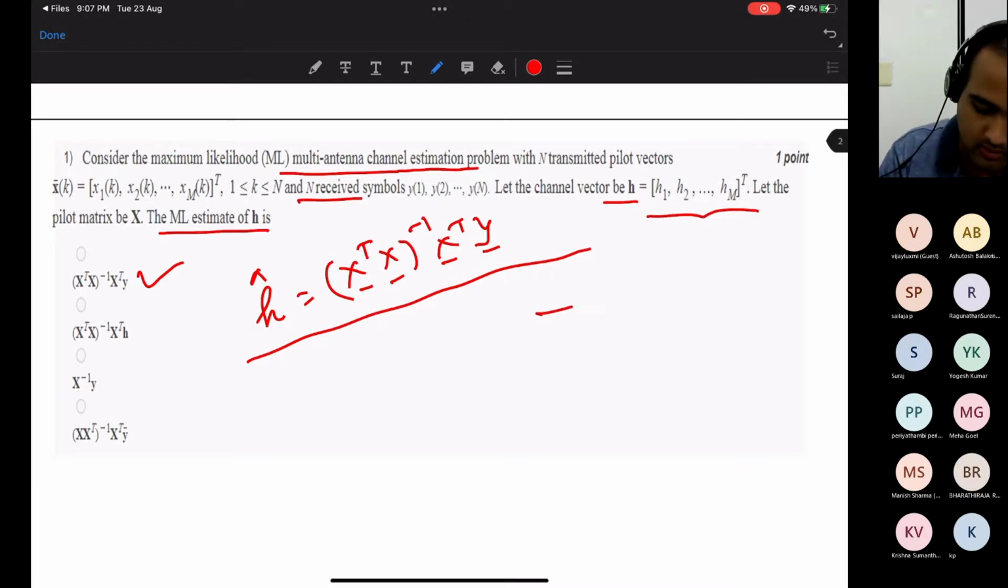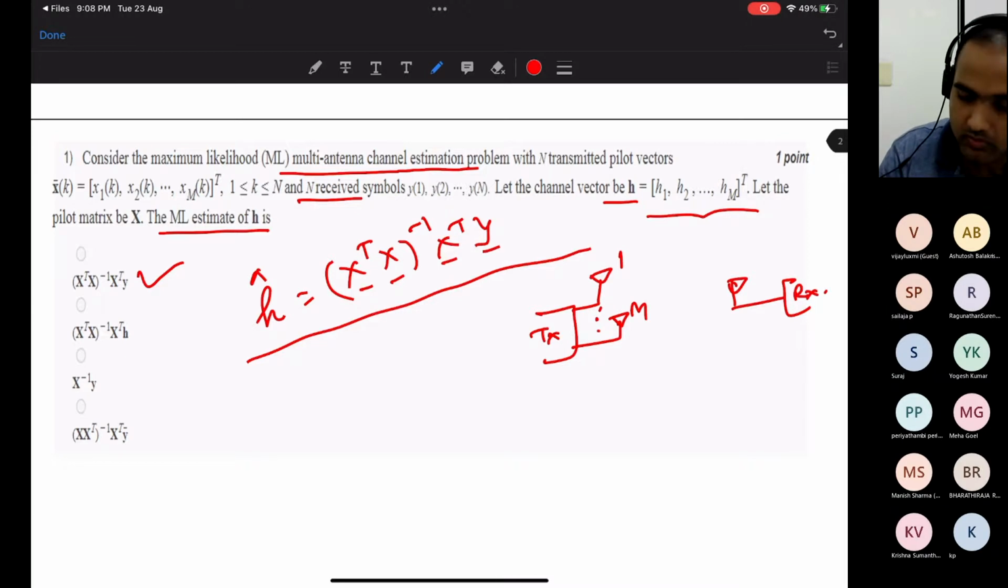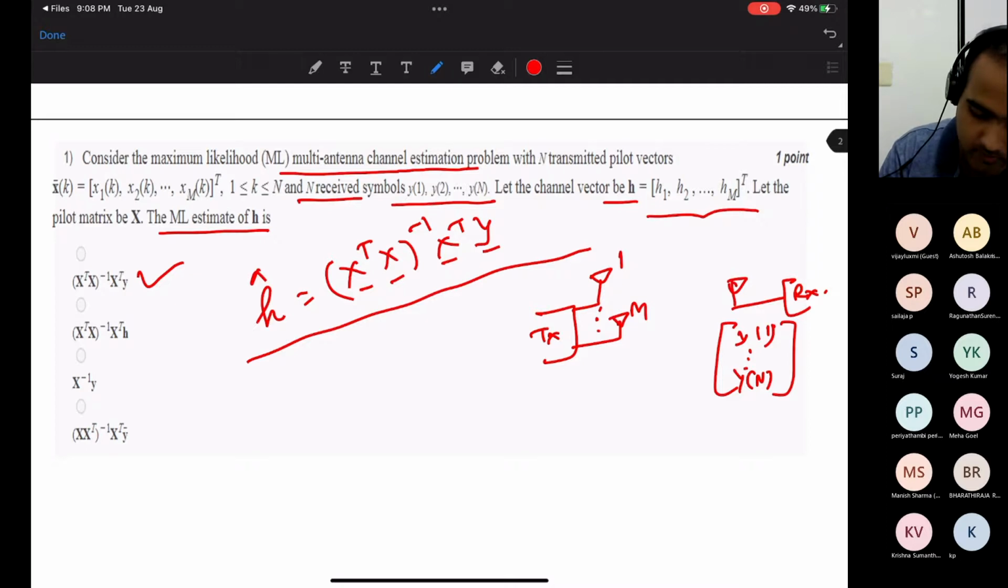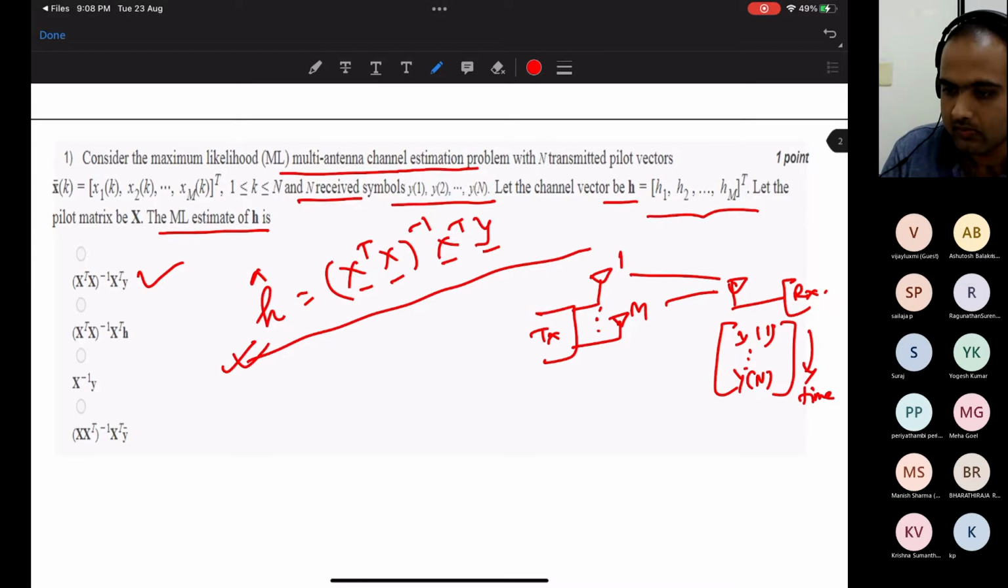That is, if you have multiple antennas, say M antennas in the transmitter, but you still have only a single receiver antenna. How do you know we have a single receiver antenna? In this problem, you are receiving Y1, Y2, and so on up to Yn at the receiver, and n is my time. So with a single antenna, you are receiving these symbols at each time. This is the estimate which we derived earlier, which is X transpose X inverse X transpose Y.